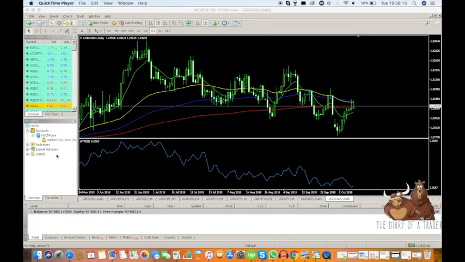Hi traders, in this next video we're going to look at how to correctly place your stops. Now, stop placement is a very important concept in the foreign exchange market.